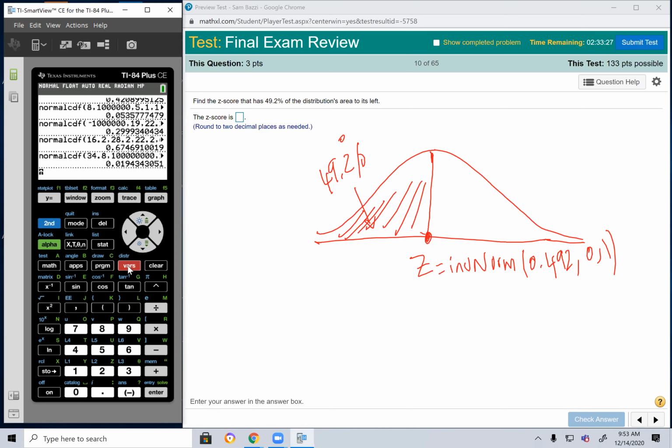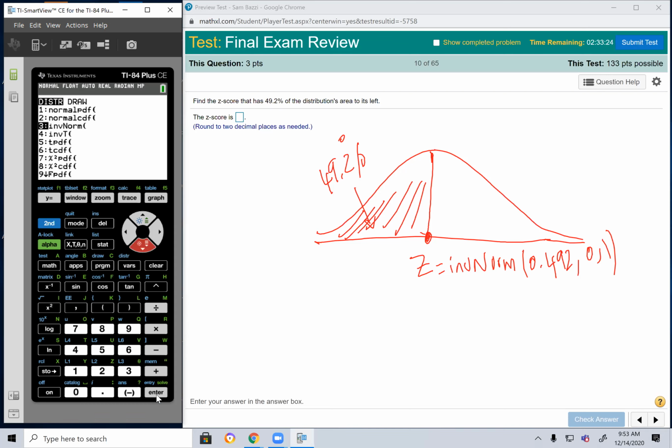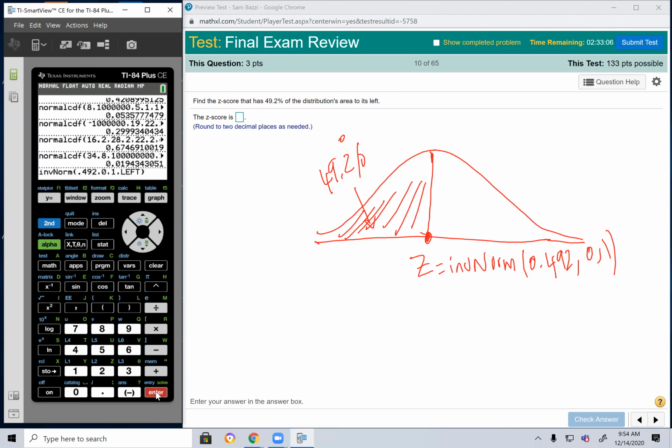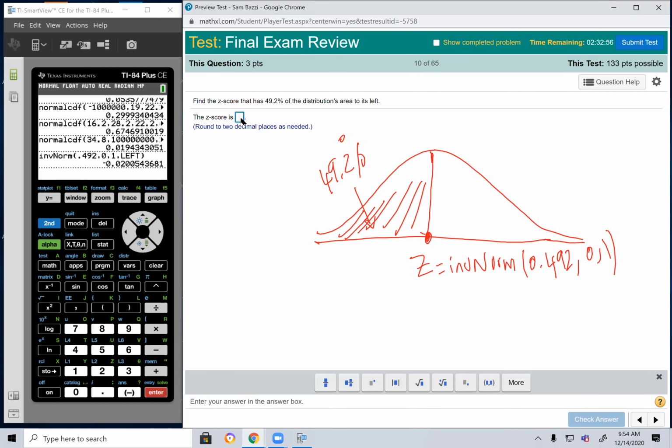Second, distribute again, and it's inverse norm. Area, 0.492, enter, 0, 1, left. You might not have the tail. If you don't have the tail, don't worry about it. Just do the area to the left. It's going to work. By default, it's going to be on the left always. And the Z-score is negative 0.02. As you notice, it's very close to the center. Yeah, so that answer makes sense.